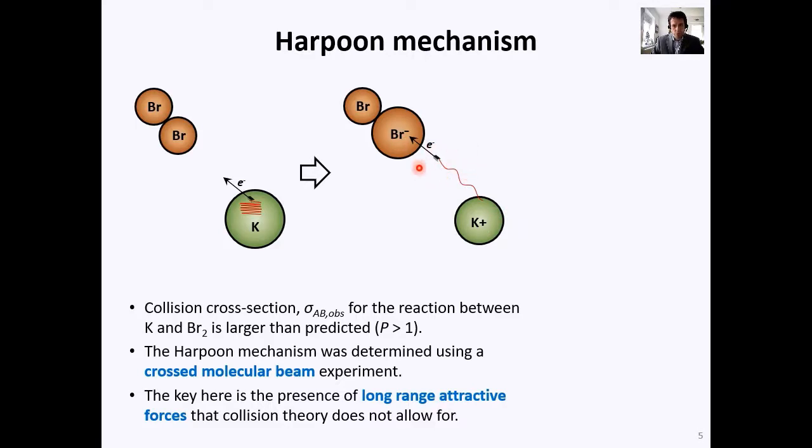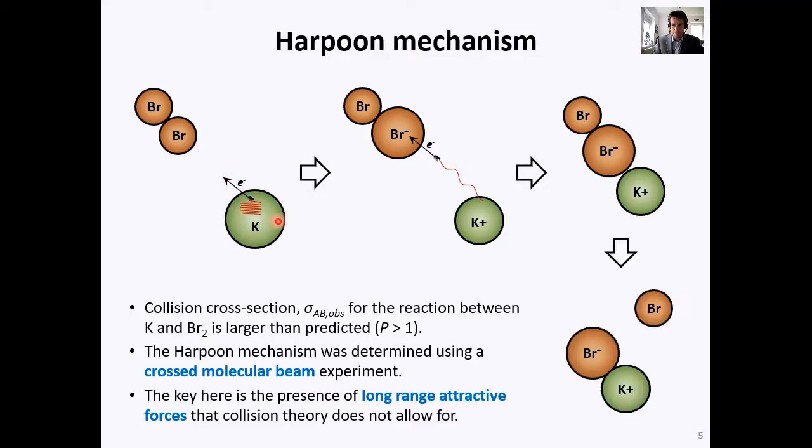And obviously, we put in this harpoon here, which is not physical, but nevertheless, it's the same idea. You now have an attractive interaction between the two species, and that will pull them together, and that's what means that the collision will then occur. So the effective collision area is made bigger by this, because the effective collision area is the radius of the two species, the effective radius of the bromine, the radius of the potassium, plus the distance that this electron can jump.